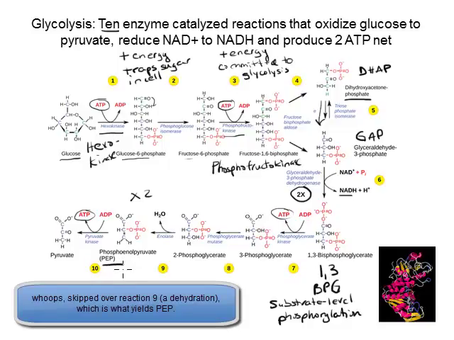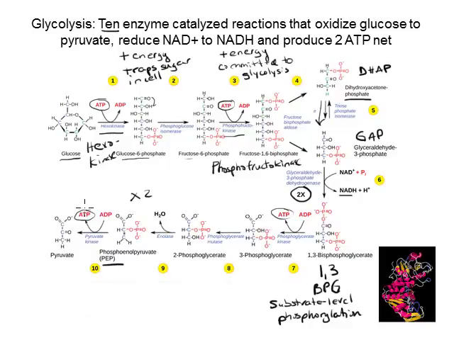Hydrolysis of phosphate from PEP is highly exergonic and is coupled to ATP synthesis in very similar fashion to what we just saw with 1,3-BPG. This occurs in the active site of the enzyme pyruvate kinase. Phosphate is transferred from PEP to ADP, yielding pyruvate and ATP. And again, for every glucose, this happens twice. So we get 2 ATP net and 2 pyruvates.